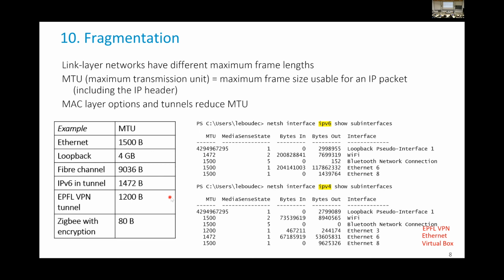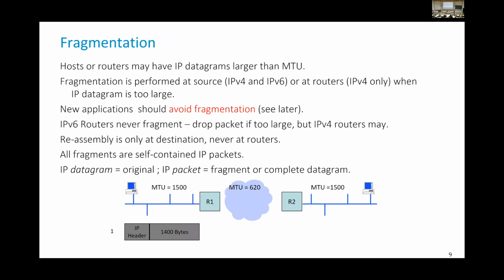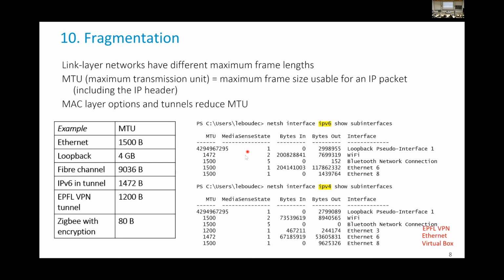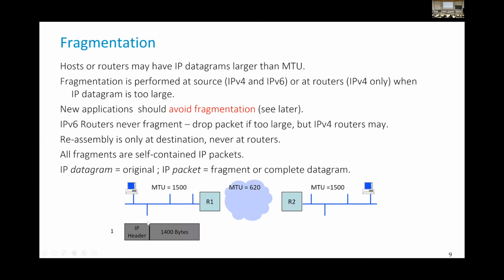Now, in the modern internet, for IPv6, we would not allow 80-byte packets. We want minimum packet sizes. But for IPv4, you can have packet sizes that are a bit smaller. So ZigBee would not work with IPv4 here. It uses a native MAC layer protocol.